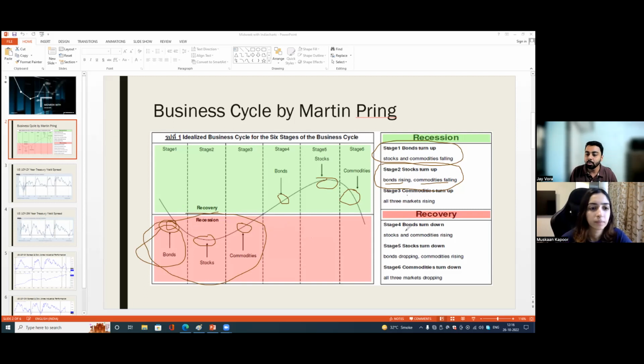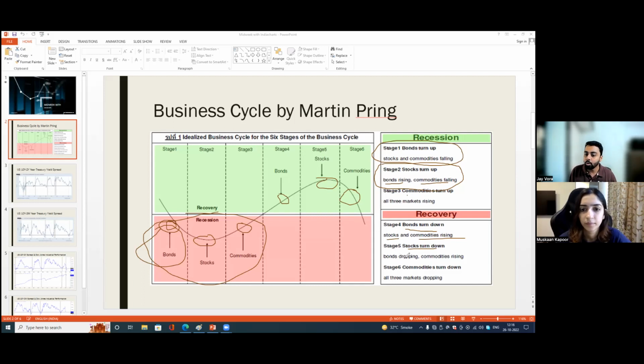So in this case, the bonds turn down, but at the same time, stocks and commodities are rising. Then in stage fifth, at some point of time, the higher yield starts pinching the business people, and this leads to some sort of slowdown. The slowdown in turn leads to a peak in the stock market. So this is the point in stage fifth, where the stock prices start stumbling.